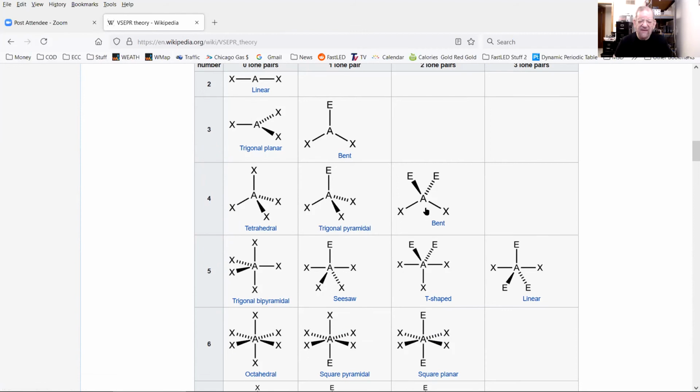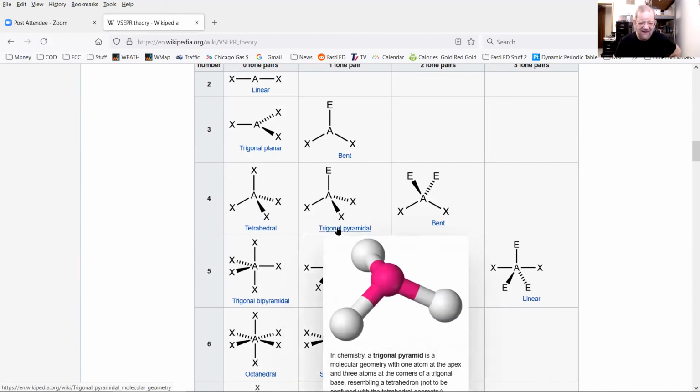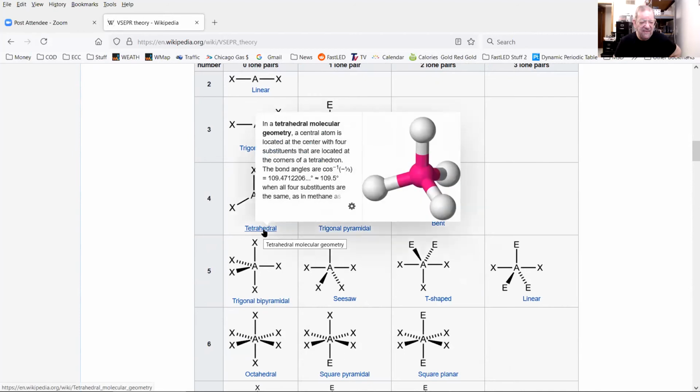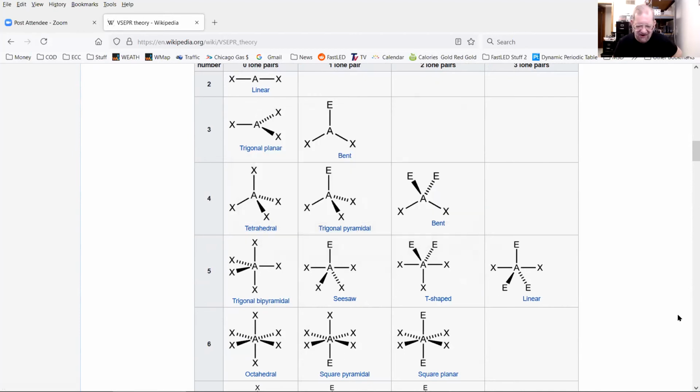Now, water has 2 non-bonding pairs of electrons. If A is oxygen, X is hydrogen, we have the non-bonding pairs. It's still tetrahedral, but it looks bent. Ooh, this is cool. I forgot about that. And here, as you saw, the molecule I just showed you. Is this neat or is that neat?